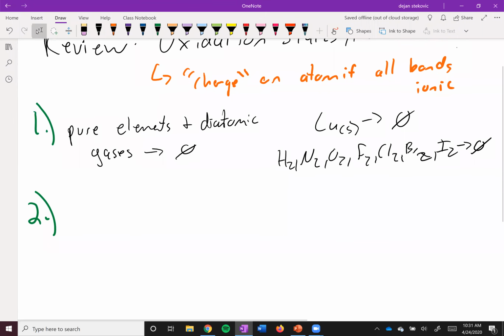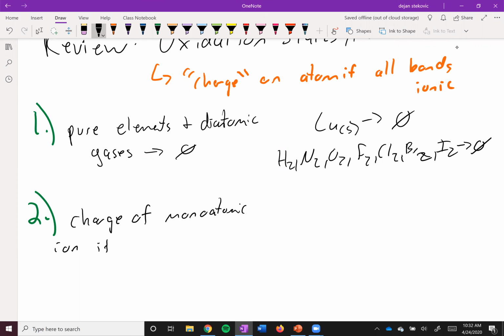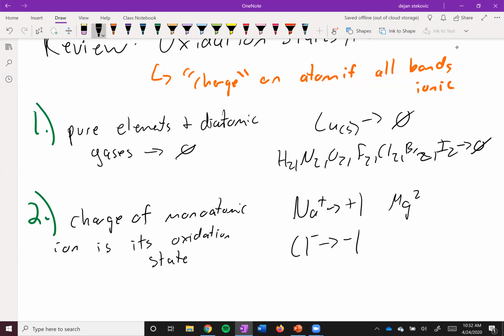If your atom has a charge, then that charge is equal to its oxidation state. So the charge of a monoatomic ion is its oxidation state. So for example, if you have sodium plus, that oxidation state is +1, chloride minus, that oxidation state is -1, magnesium 2 plus, that oxidation state is +2.